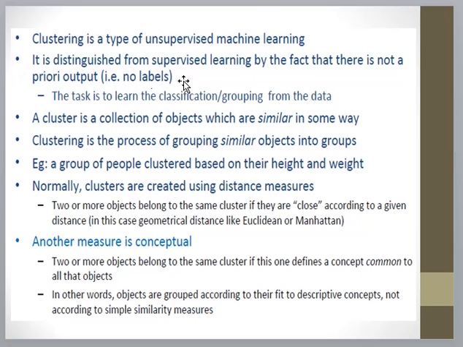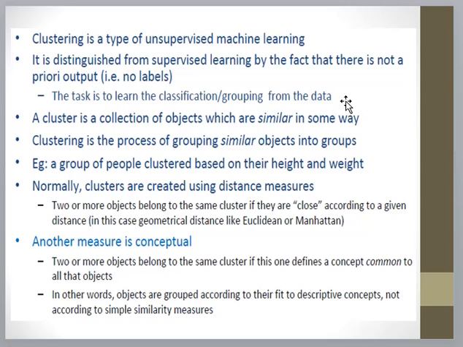Or we don't have the labels of the data set, right? So this is basically the biggest difference. And when we have this kind of situation in which we don't have an a priori output or the labeling of the data, then we tend to move towards the clustering domain or problem. The task is to learn the classification slash grouping from the data, right?